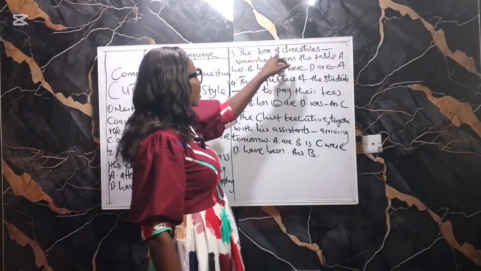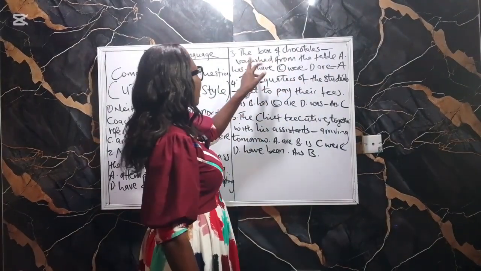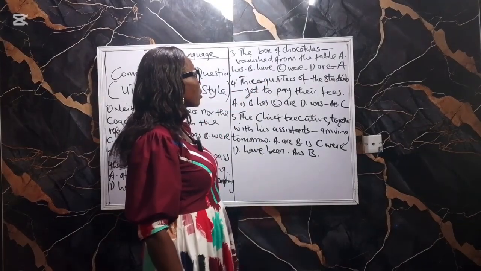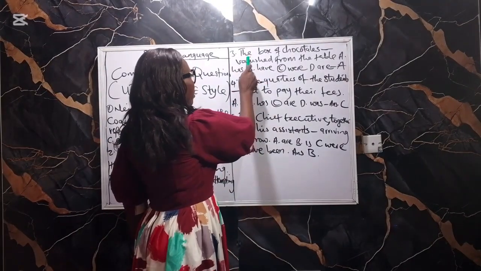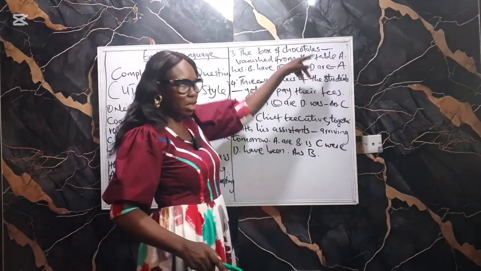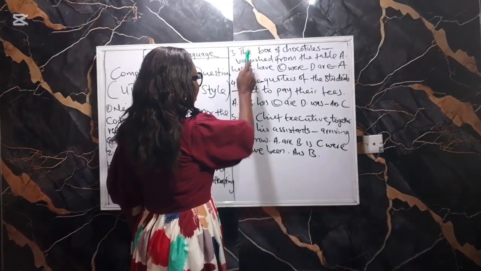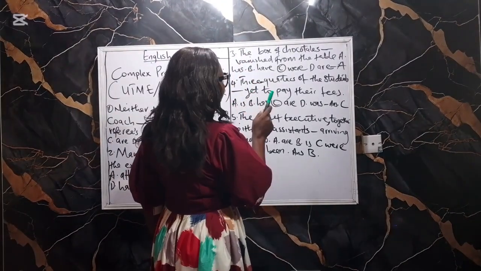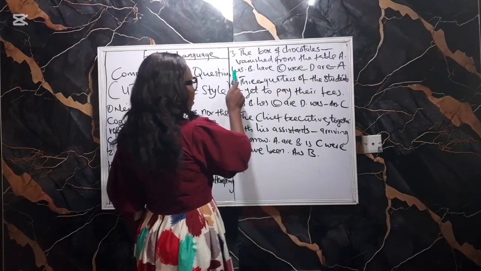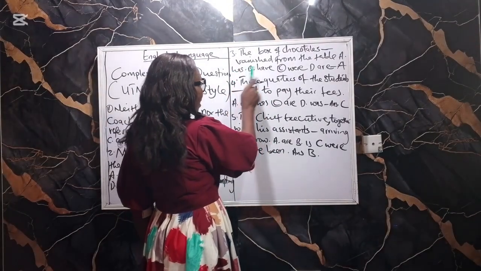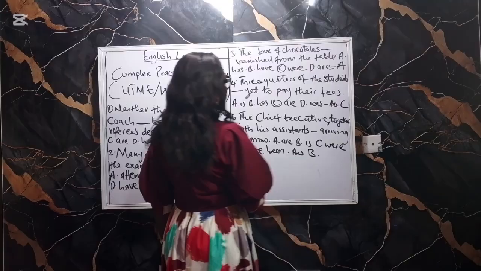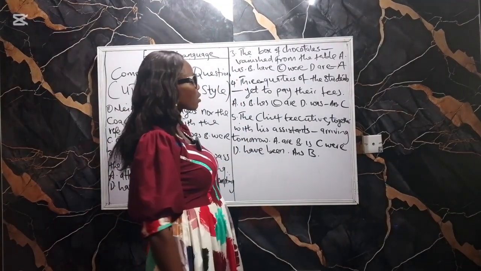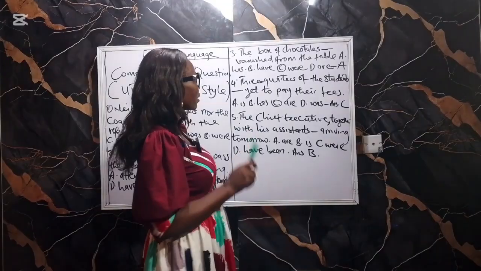The box of chocolates dash vanished from the table. Remember, the subject here is the box, not the chocolates. So since the box is the subject and it's one, we are looking for a singular verb. And a singular verb here is "has". We have has, have, were, are. So the singular one is has. The box of chocolates has vanished from the table.